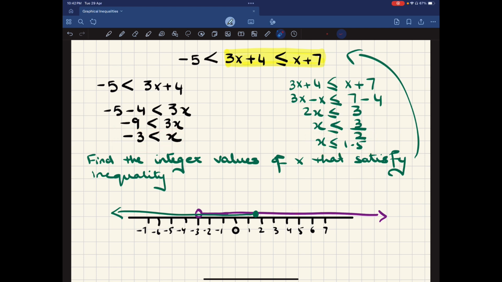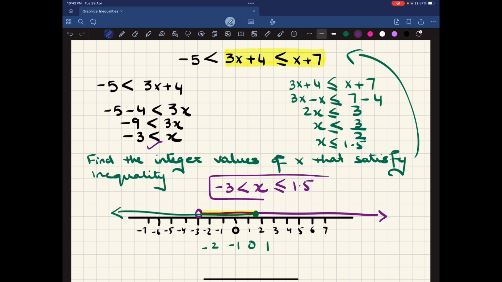Okay, now which part overlaps? So basically, this is your solution, right? So what are the integers? -3 is not included, -2, -1, 0, and 1, as indicated by the arrows, okay? And what is your inequality if we combine it together? What is it going to be? So it's going to be x is greater than -3 but less than or equal to 1.5.